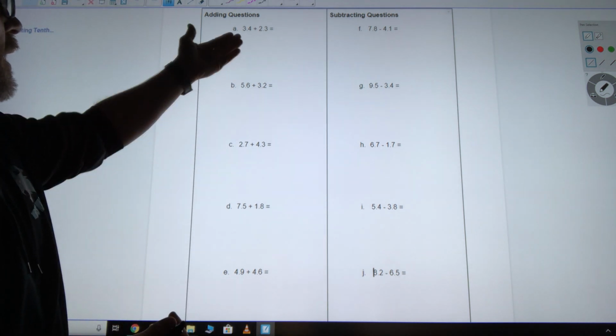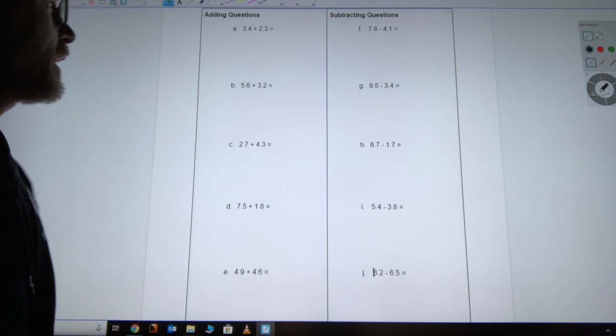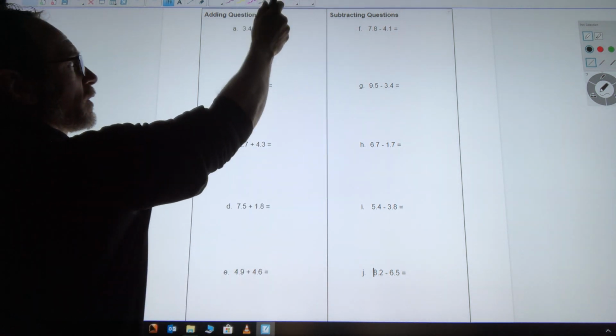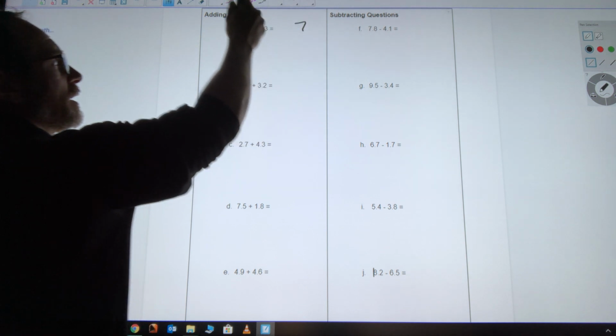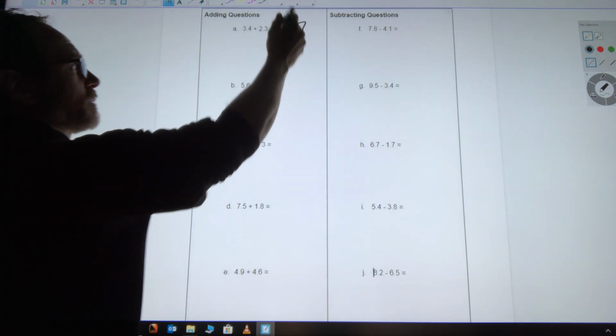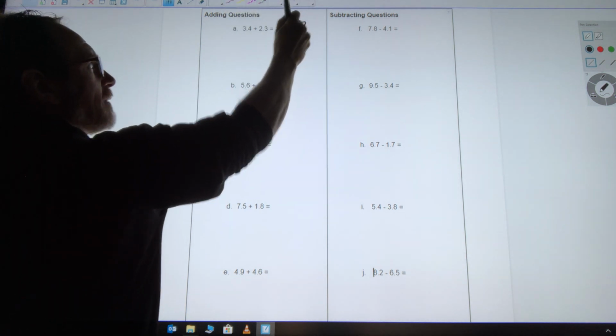So I have 3.4 plus 2.3. If I'm adding those, I have 4 and 3 in the tenths place, that's 7. 3 plus 2 in the ones place, that's 5. So my answer would be 5.7.